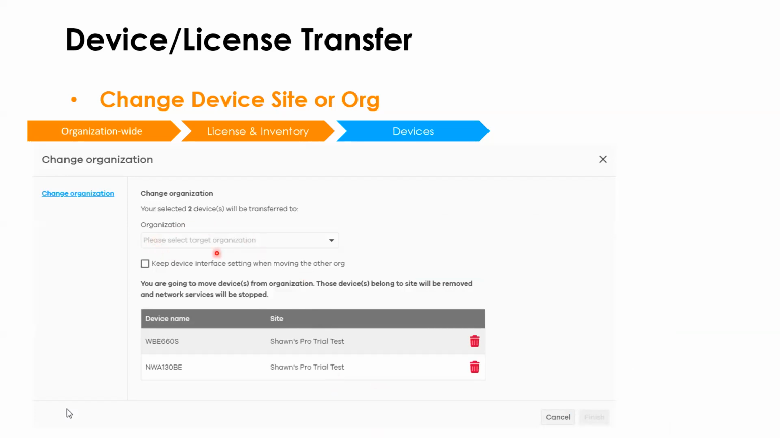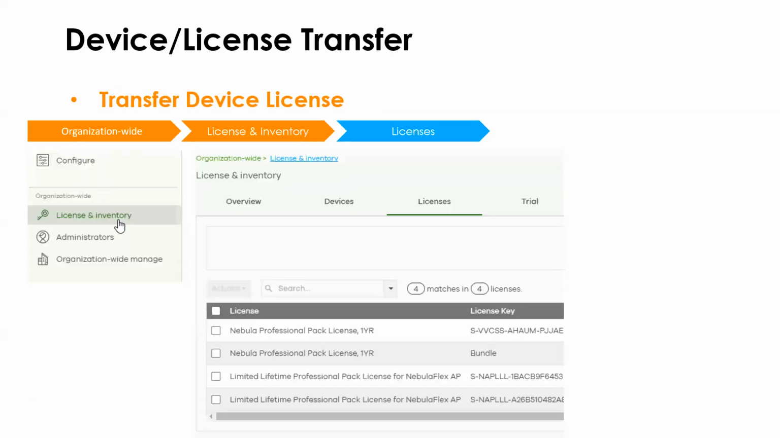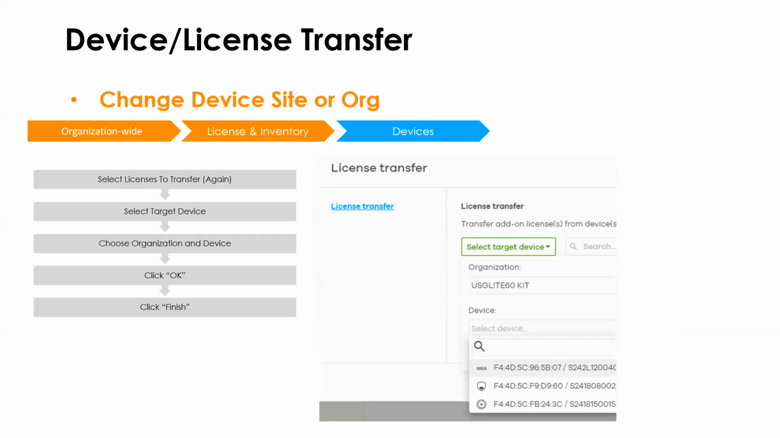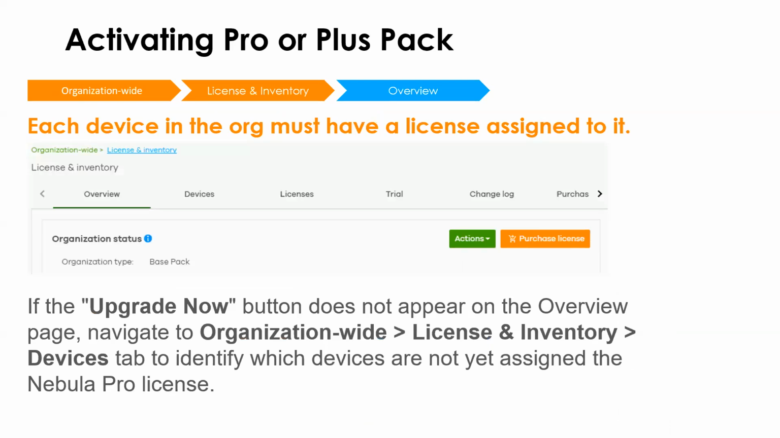It will then prompt you to select the new organization that you're going to transfer over to. And you hit save or finish, and it will automatically do that for you. It's the exact same process for licenses, except it will also give you the option to choose which devices to assign those licenses to.